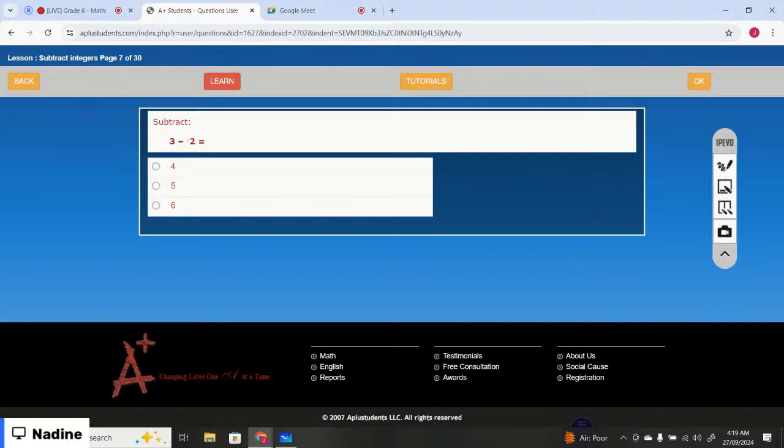3 minus negative 2, which is the correct option? You need to add, right? So the correct option is 5. Option number 2 is the correct option.